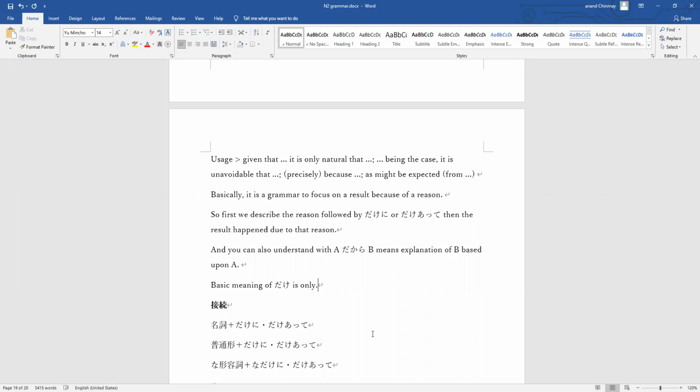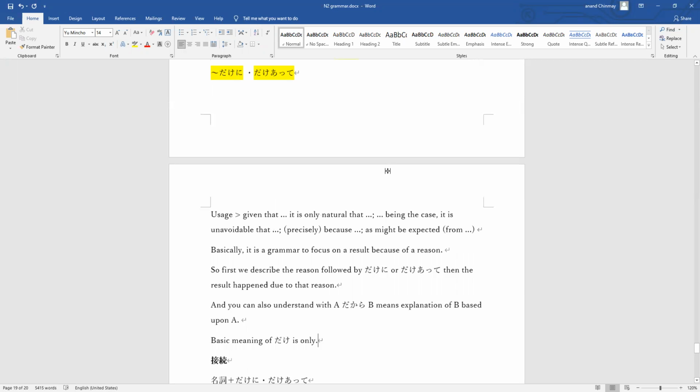Or it is only natural, or basically when you want to say it is natural due to this reason, or it is obvious, or like because, but this because is more like precisely because, precisely when, very specific. Or we can use it when we want to say as might be expected from somebody, because in the dictionary you will find these are the meanings of this dakini.